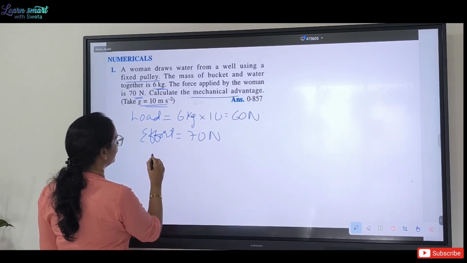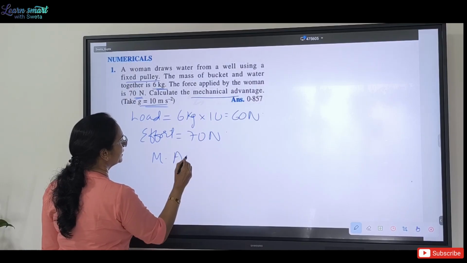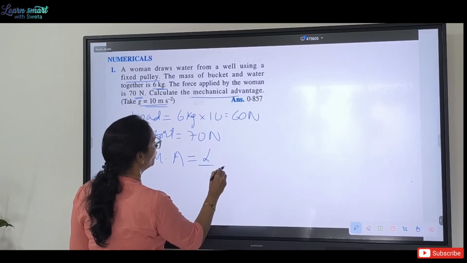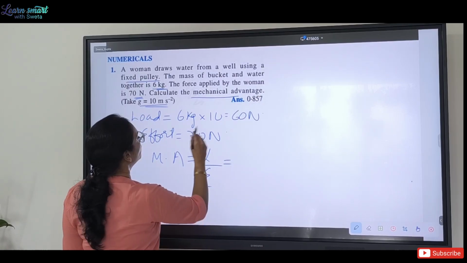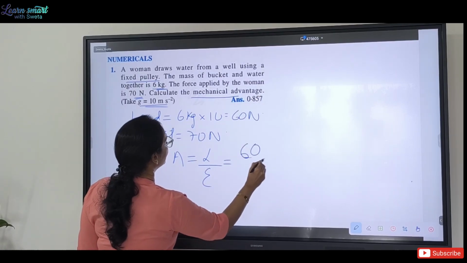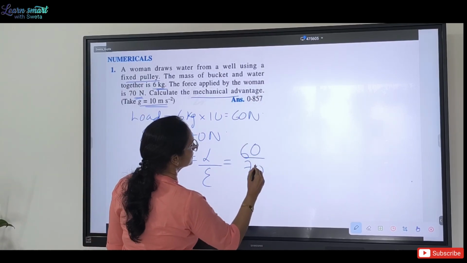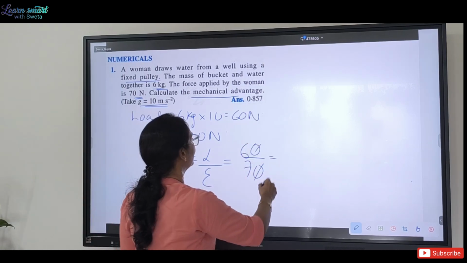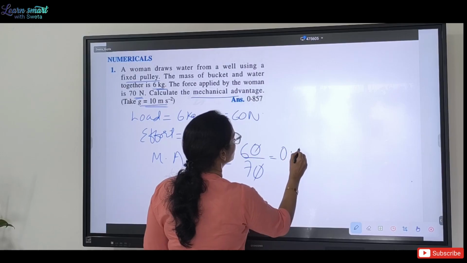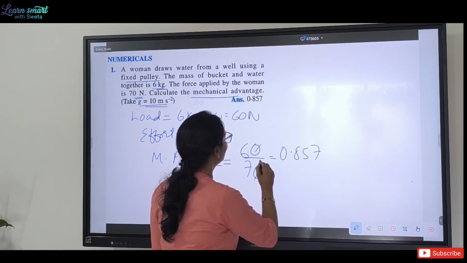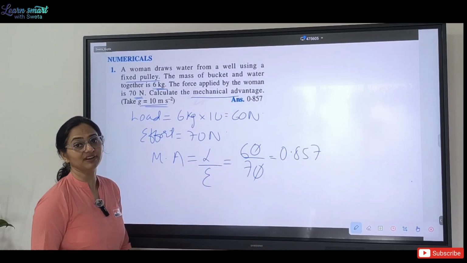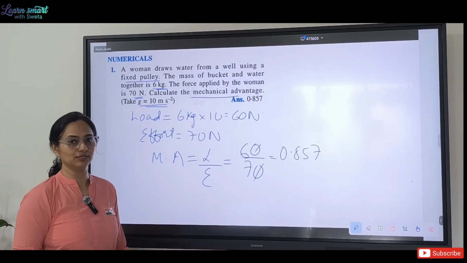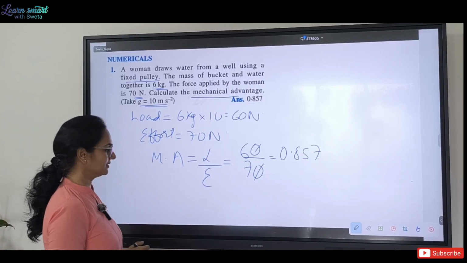Calculate the mechanical advantage. So for mechanical advantage, we have to remember that the formula is load upon effort. Now load is 60 and the effort is 70. 60 upon 70, solve and you will get the answer. If we solve, we will get 0.857. So the mechanical advantage is 0.857, and this is how simply by doing load upon effort we can calculate. Let's see the next question.